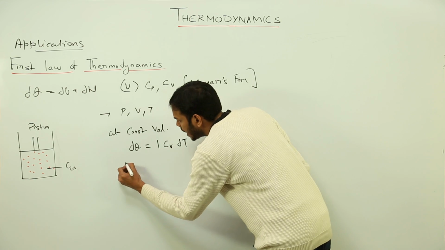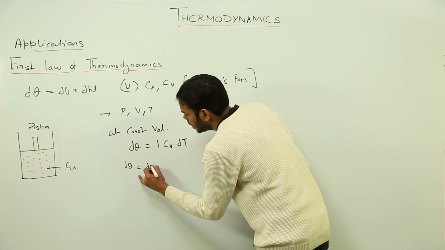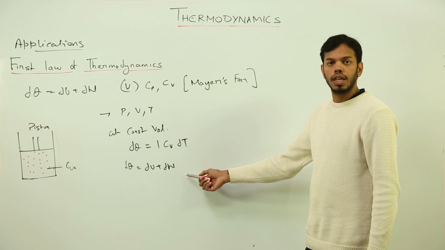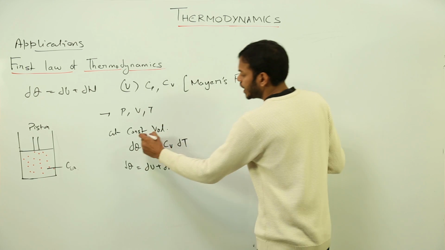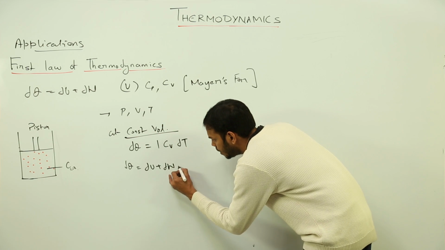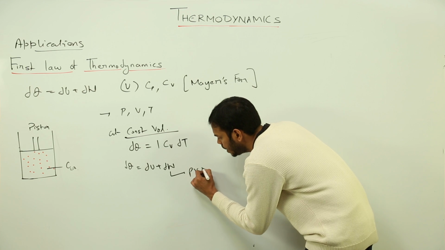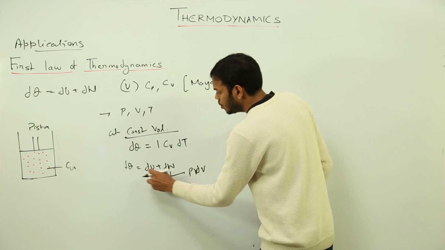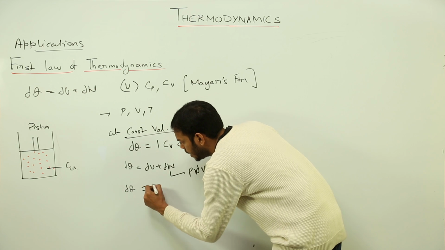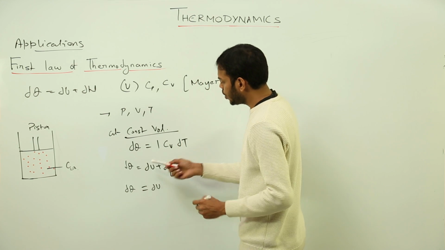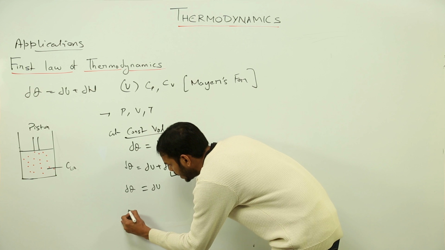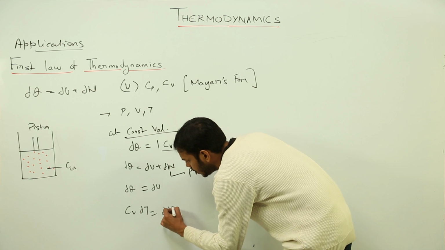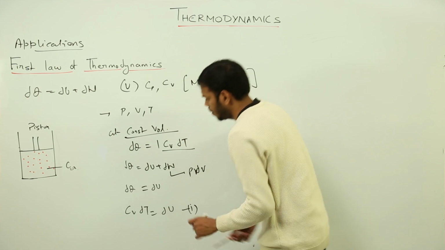According to the first law of thermodynamics, dq is equal to du plus dw, whereas dw is PdV, but we are doing it at constant volume. So this term, PdV, comes out to be 0 because there is no change in volume. That means dq is equal to du, right? So replacing dq by Cv dT, we get Cv dT is equal to du. This is equation number 1.